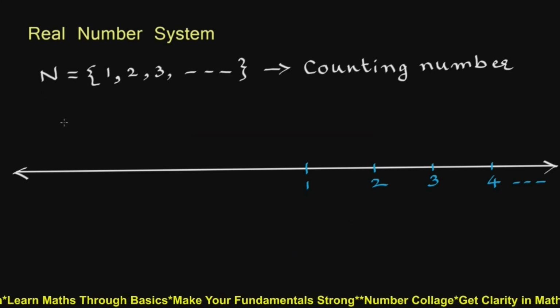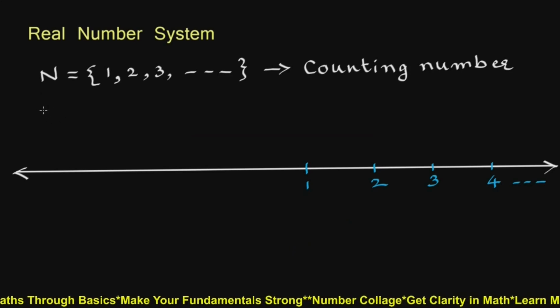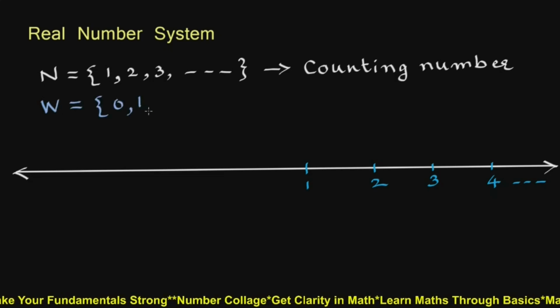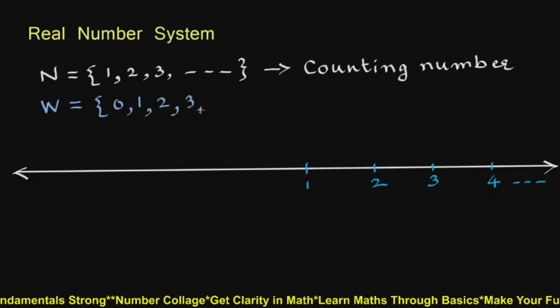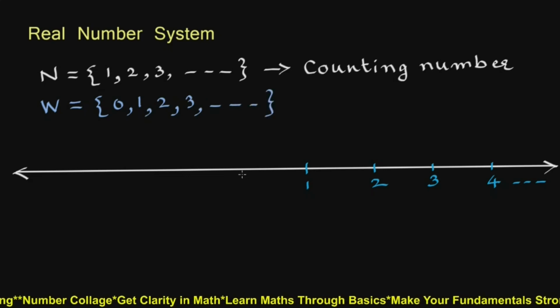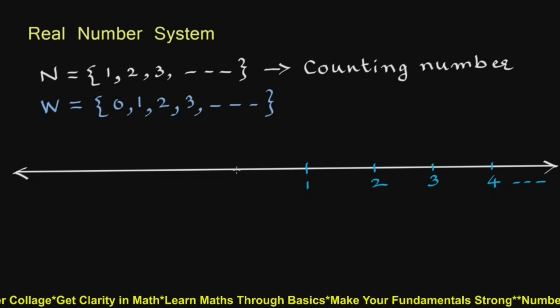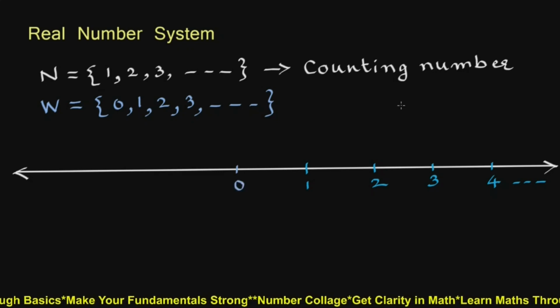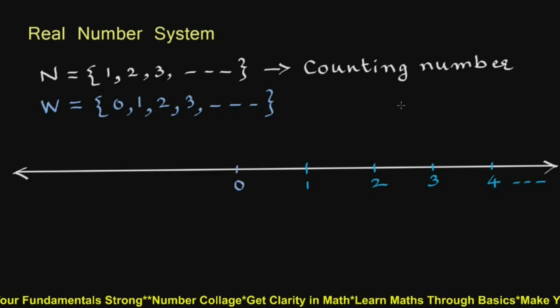By adding 0 to the natural numbers, we get the set of whole numbers W: 0, 1, 2, 3 up to infinity, and we plot 0 at a distance of 1 unit to the left of 1, and that completes our whole set on the number line.